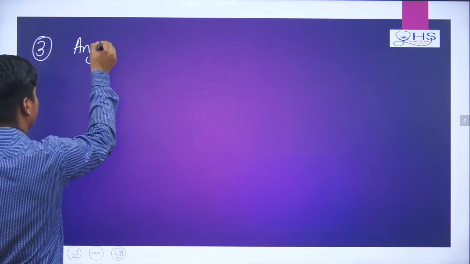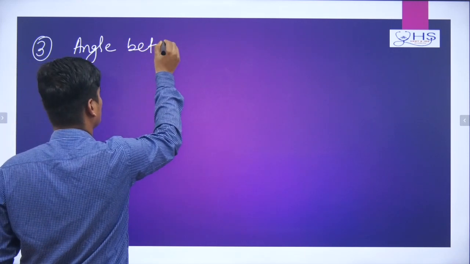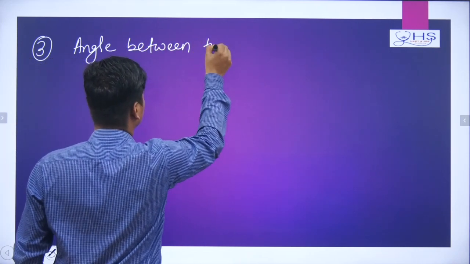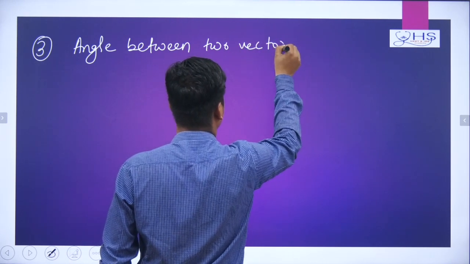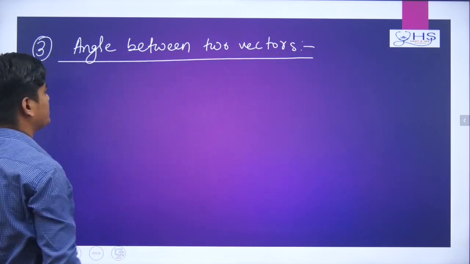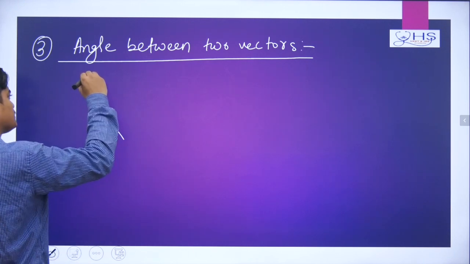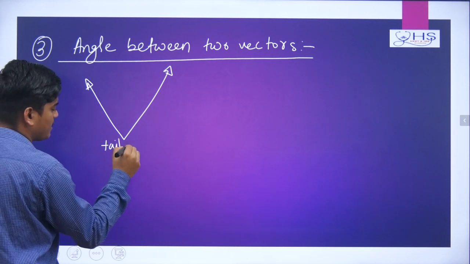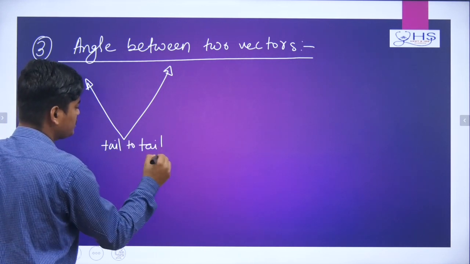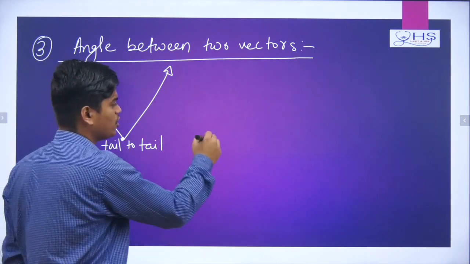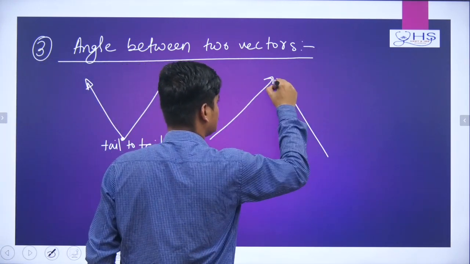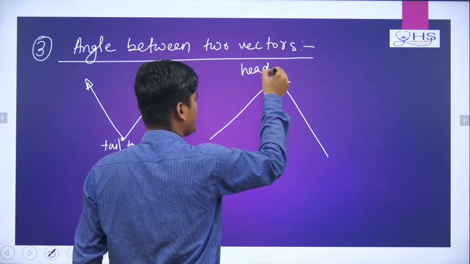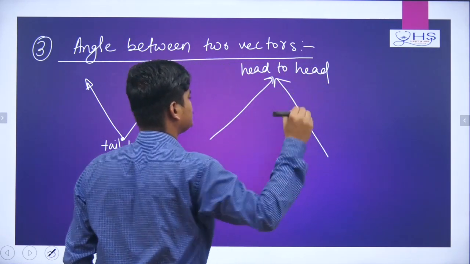Now come to the next thing, number 3 point. We need to find the angle between 2 vectors. Will you understand? So what is the angle between 2 vectors? Here, if there are 2 vectors, you see they are joined tail to tail. And if we take 2 vectors like these, they are joined head to head.